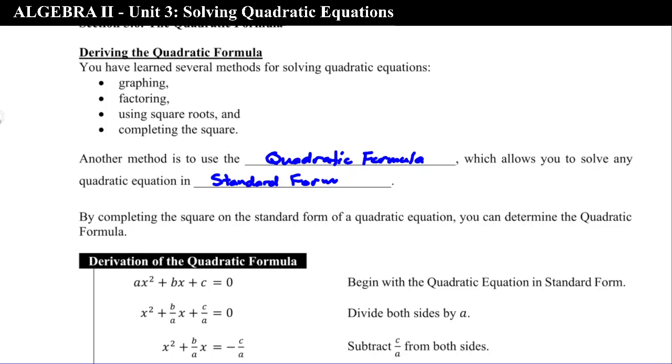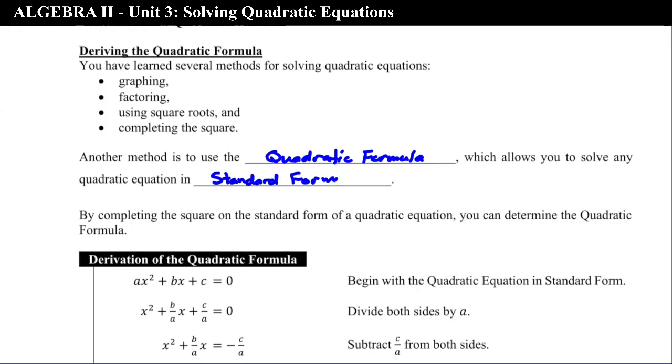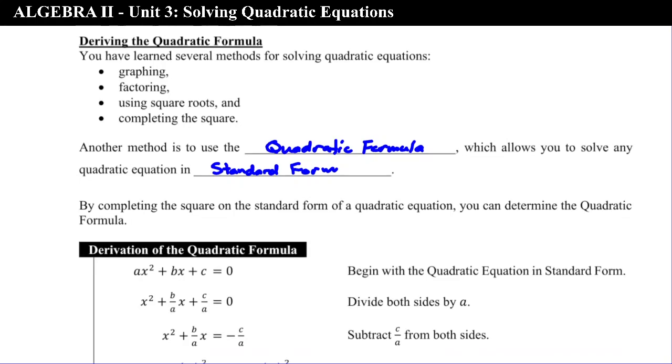Now that we have it in this form, with our x's on one side and our constants on the other, we're going to complete the square. Remember the method for completing the square. We take what's in front of x, divide it by 2, and square it. When you divide b over a by 2, you get b over 2a. And when you square it, you get b over 2a quantity squared. So we're going to add that to both sides.